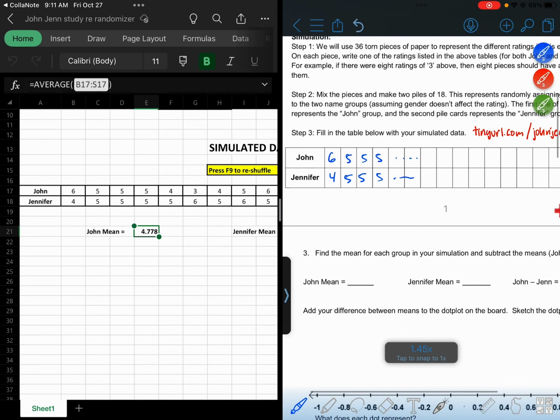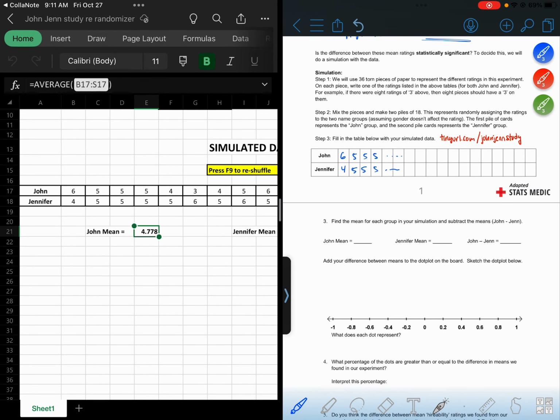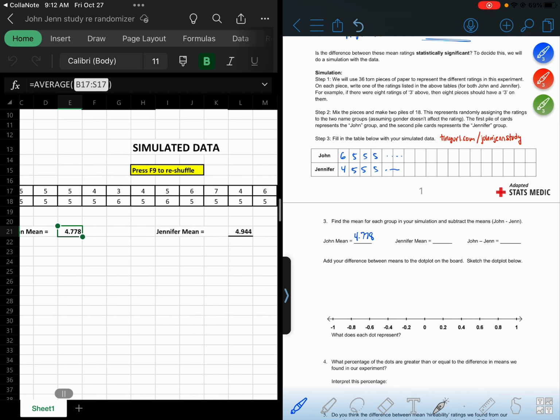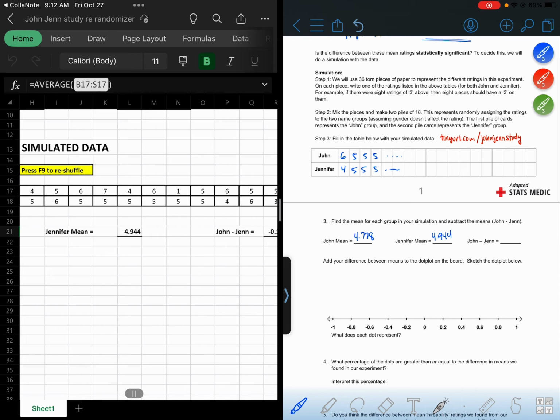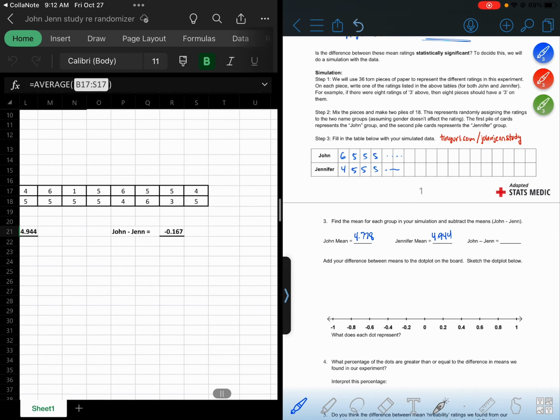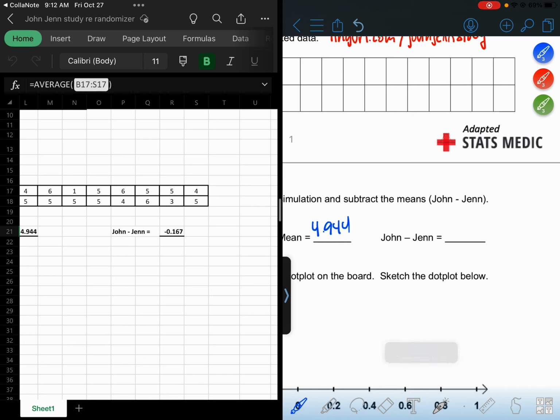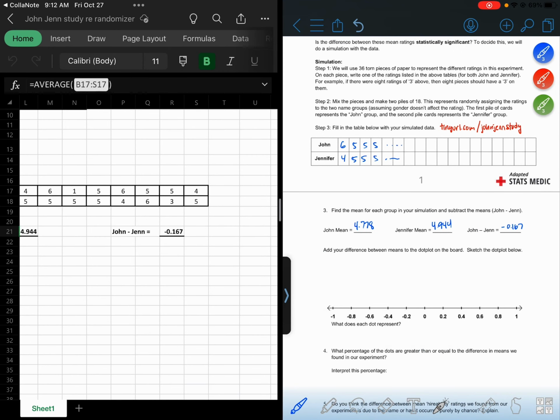And then on the second page, you'll record John's new mean. So I got 4.778. You are not writing these numbers. You are writing your own numbers, right? The numbers from your trial. Jennifer's new mean is 4.944, and the difference. And pay attention here because the difference could be a positive difference or a negative difference. So sign is important. So for my trial, I got a difference of negative 0.167. All right, so everyone's going to do this.